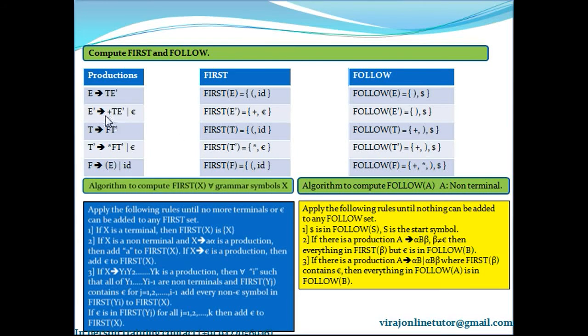Okay. Now apply that rule here. Alpha B beta. Does first of E dash contain epsilon? Yes. So whatever is in follow of E dash, you copy it in follow of T.